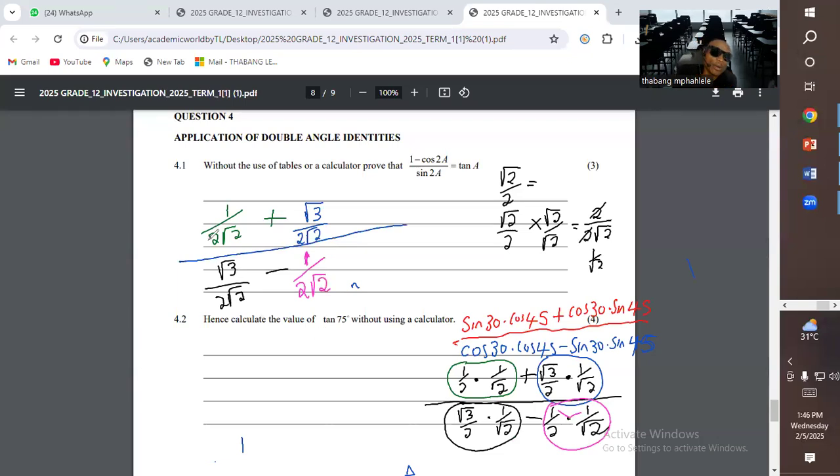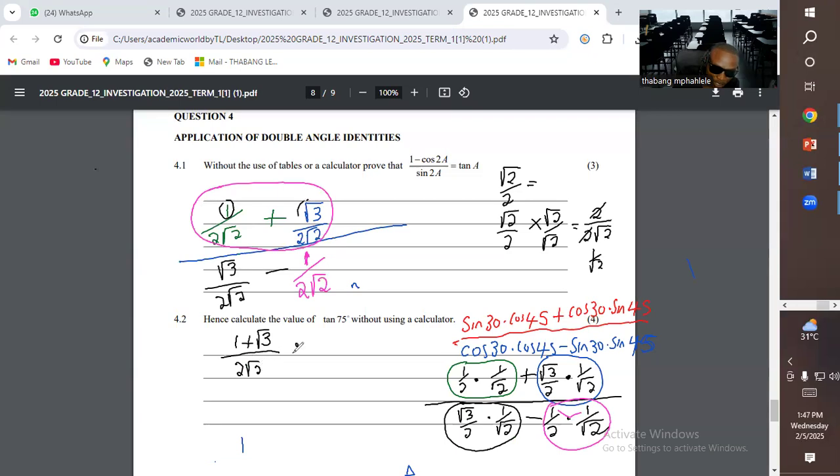Okay. So now, guys, let's go back to the numerators. Let's work on the top part, this part. We added the numerators. So we're going to have 1 plus root of 3, all over 2 root 2.